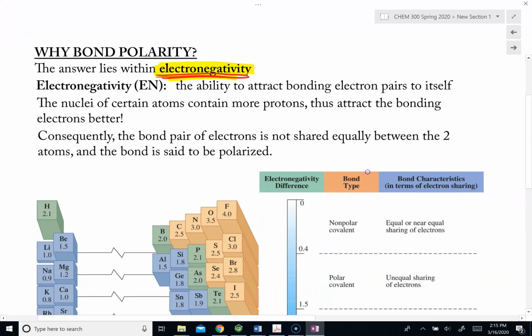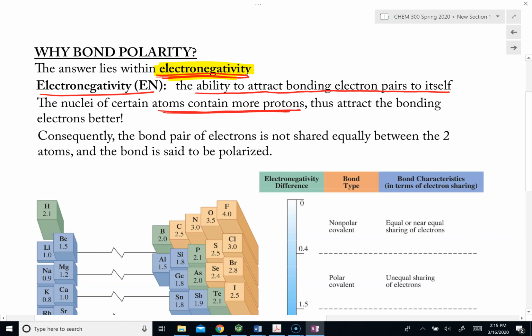First, let's define electronegativity before we go over where it comes from. Electronegativity, abbreviated EN, refers to the ability to attract the bonding electron pair to itself. Some atoms have a higher ability to attract the bonding electron to itself, and if that is the case, we would say that atom has a high electronegativity. The reason some atoms can attract the bonding electron better than others is that the atom has more protons in its nucleus.